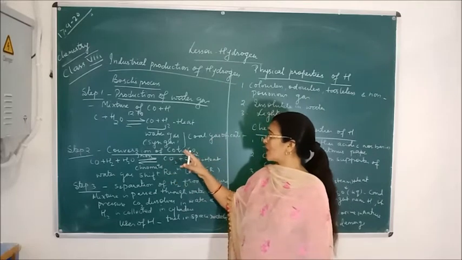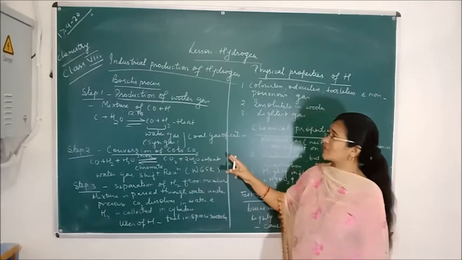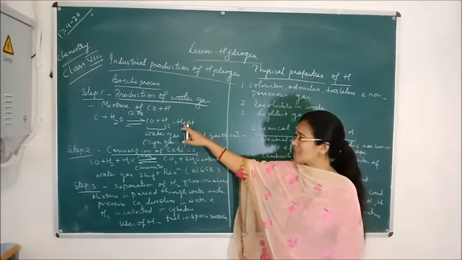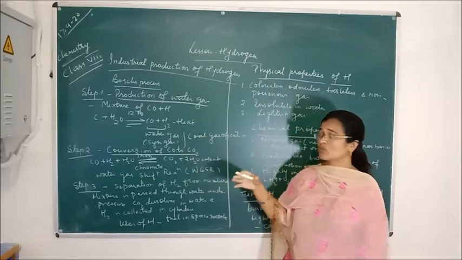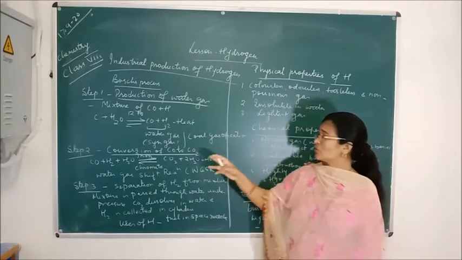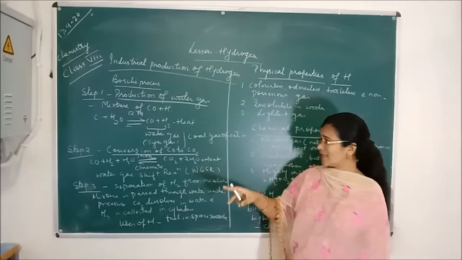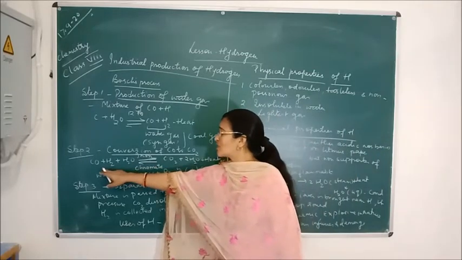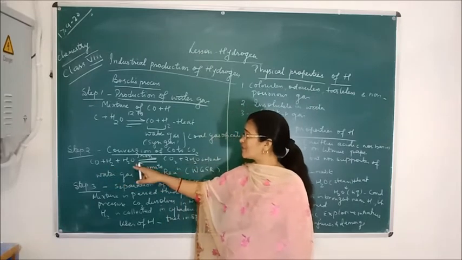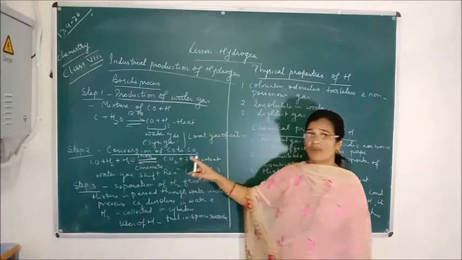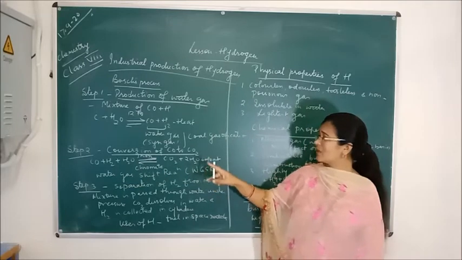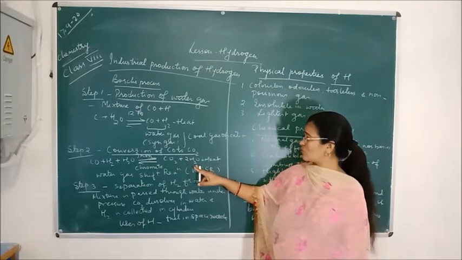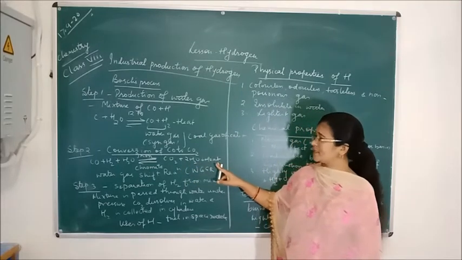The conversion of carbon monoxide to carbon dioxide takes place. So the carbon monoxide, which I prepared in the first step, is now converted into carbon dioxide. How? Carbon monoxide reacts with hydrogen as well as water in the presence of iron chromate as a catalyst, and then it produces carbon dioxide, that is CO2, water, H2O, and a large amount of heat is produced.